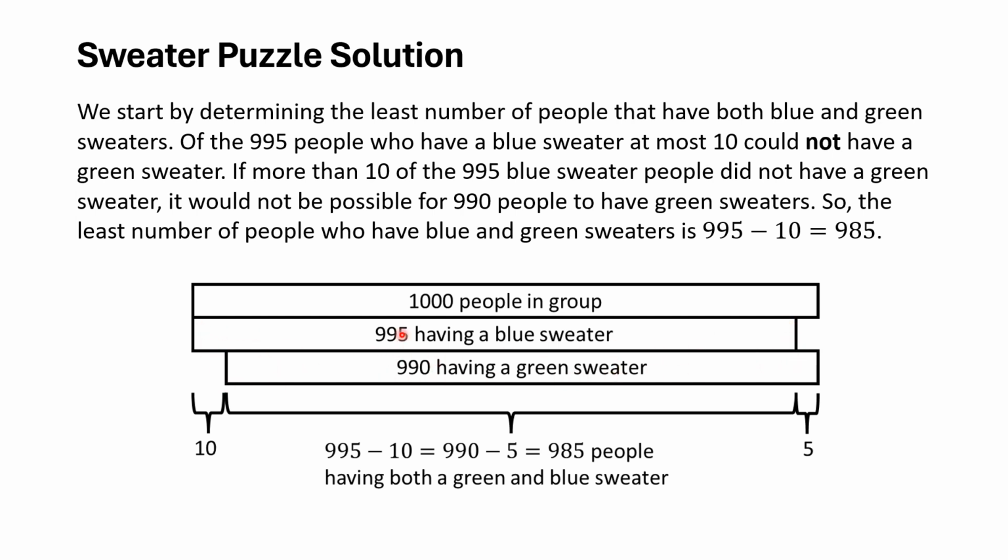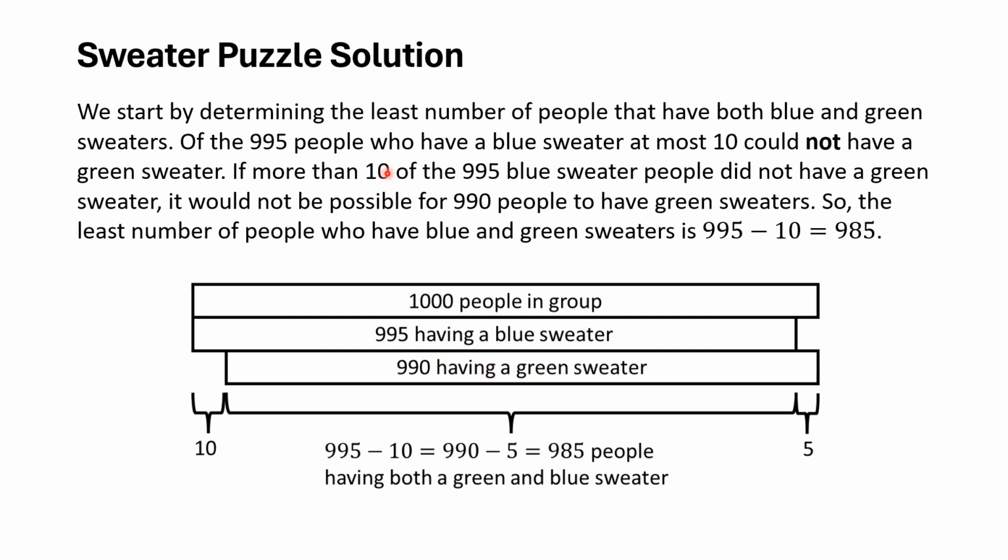We can push these 2 rectangles apart as much as we can in order to see what's the overlap that would give us the minimum number, I should say, that have to have both. So if you think about it, if more than 10 of the blue sweater people don't have a green sweater, then again, we're coming from the same group of 1,000 people. So if more than 10 don't have a green sweater from this group, then that means there's no way that you could have 990 people that have green sweaters.